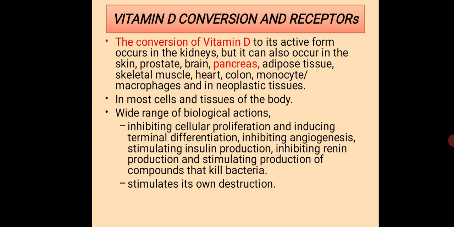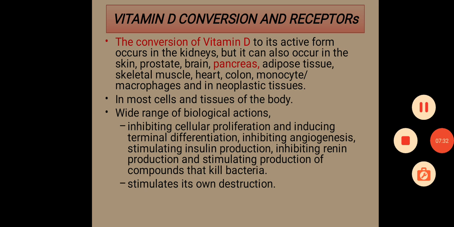Neoplastic tissues. In most cells and tissues of the body, a wide range of biological actions are shown: inhibiting cellular proliferation and inducing terminal differentiation, inhibiting angiogenesis, stimulating insulin secretion, inhibiting renin production, stimulating production of compounds that kill bacteria, and stimulating its own degradation. So multiple things are there.